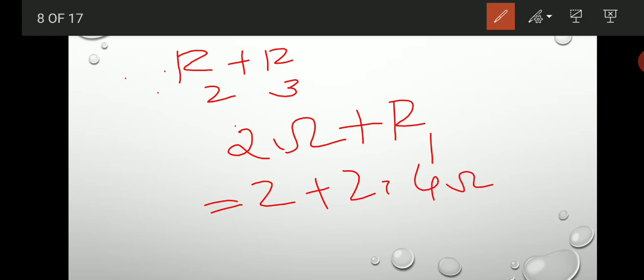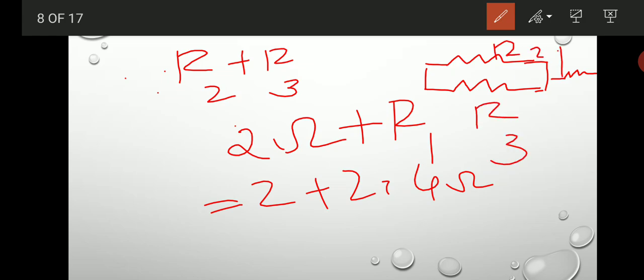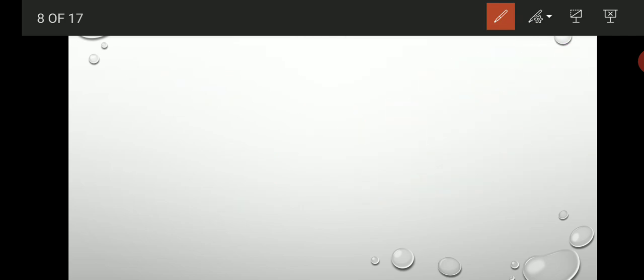That is, the second resistance and third resistance are connected in parallel. Then it is connected in series with R1. So this is R2, R3 and R1. So this is the circuit. Sometimes you may get the question, draw the circuit diagram. This is a circuit diagram, and that is the way you have to solve the problem.